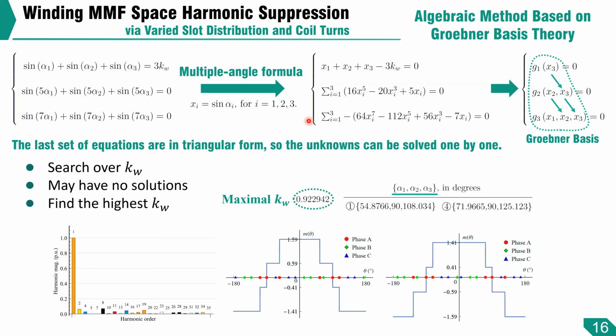For some winding factors, it may have no solutions, and we want to repeat this until we find the highest possible winding factor. For this example, the maximum winding factor is this number. It has 4 solutions. We are showing the first and the fourth solutions here, which happen to have the same harmonic spectrum. Indeed, we eliminate both the fifth and seventh harmonics simultaneously. But it may not be that satisfactory since it has those even order harmonics.